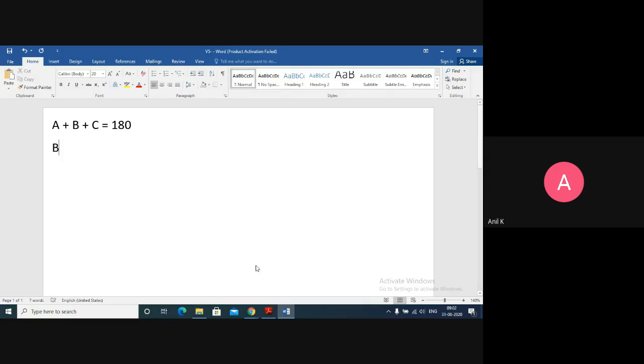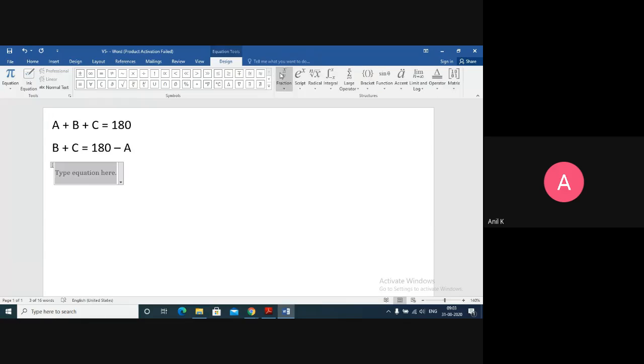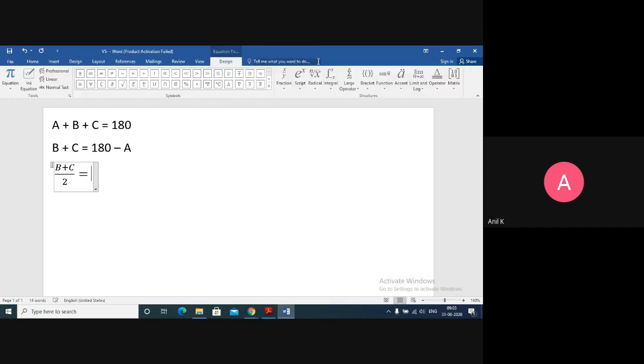Now I'll keep B plus C on this side, which is equal to 180 minus A. Divide by 2 on both sides. Why I'm dividing is I want B plus C upon 2 and A by 2. So by just dividing with 2 on both sides, that is B plus C upon 2 equals 180 minus A upon 2.